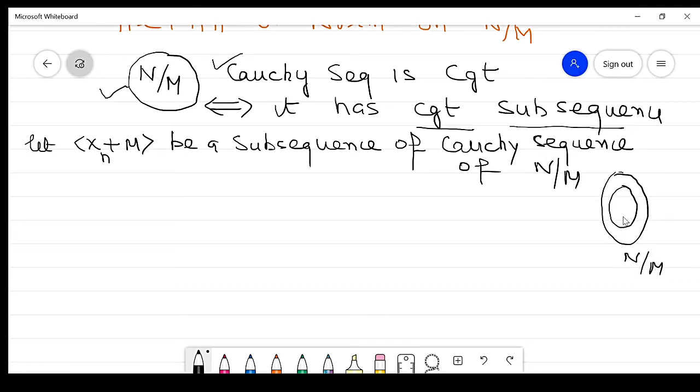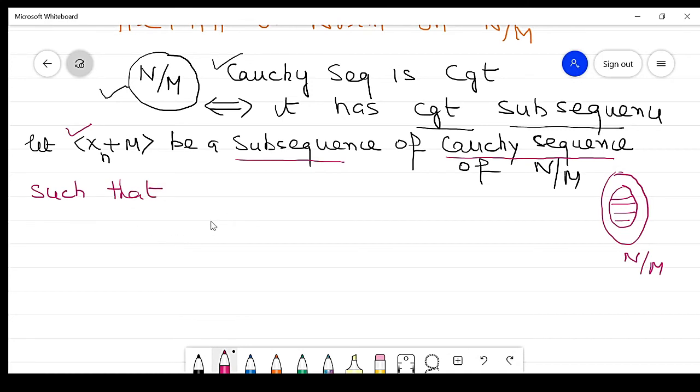Here we have some Cauchy sequence. From that Cauchy sequence we will take a subsequence. So remember, it is not a Cauchy sequence itself, it is a subsequence of a Cauchy sequence, and my aim is to prove that it is convergent. Now, because it is a subsequence of a Cauchy sequence, I will collect the subsequence such that it satisfies the following properties.